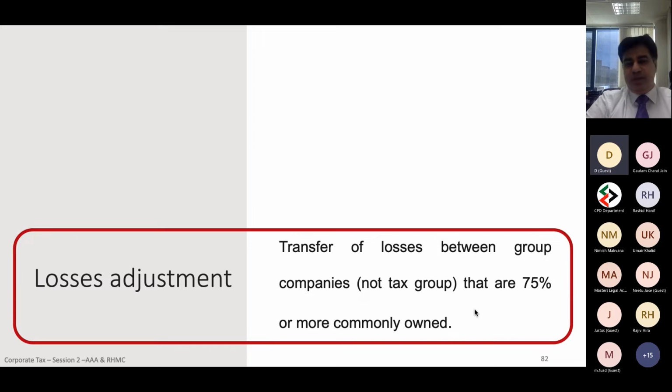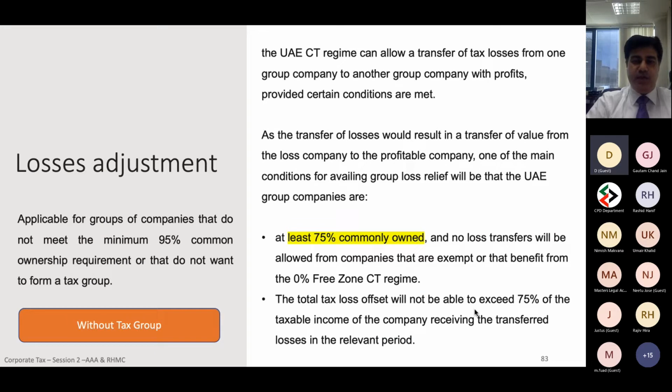Remember, we talked about loss adjustment. So one is group, one is loss adjustment. Both are different categories of cases, but have similarities. Now, you can do loss adjustment between non-tax group companies, but having a common ownership of 75% or more. So you have not created a tax group. These are different entities, but you have the benefit of transferring losses from an entity to a profit-making entity, where the common ownership is 75% or more. That's what it comes to.